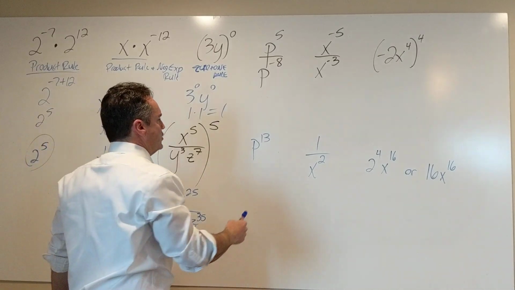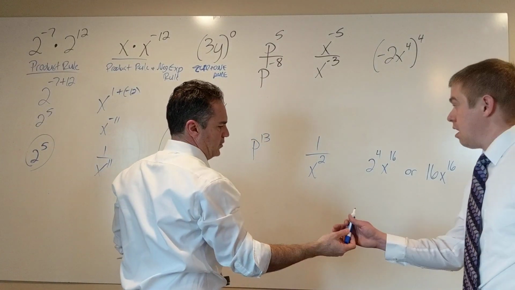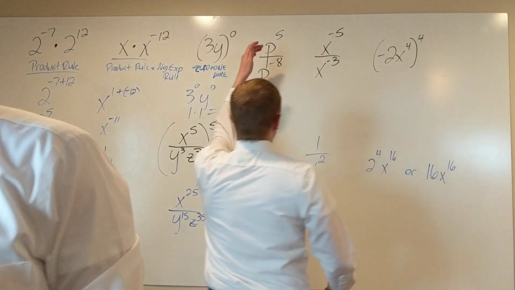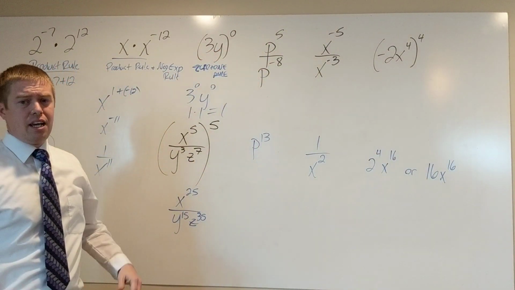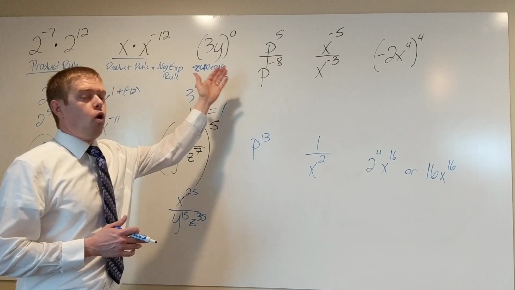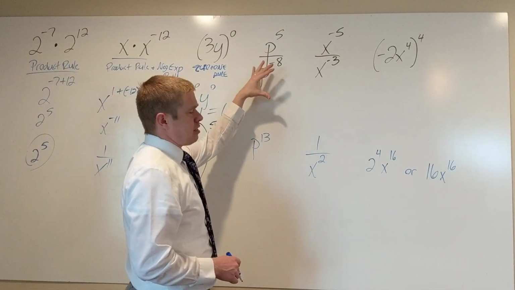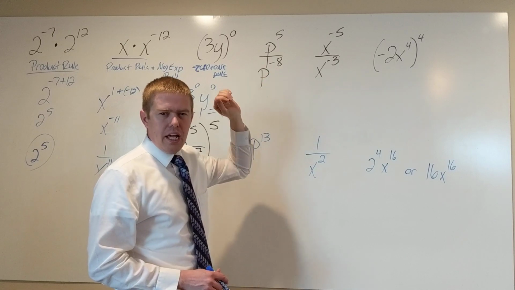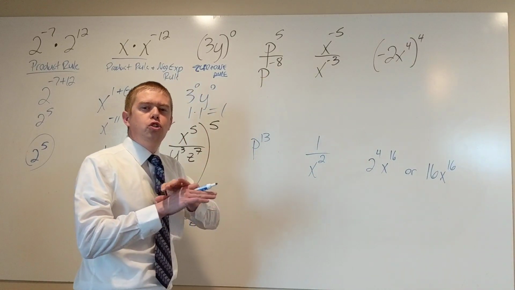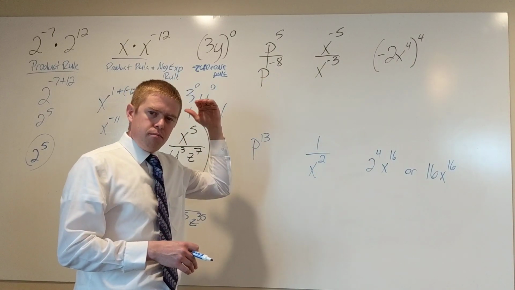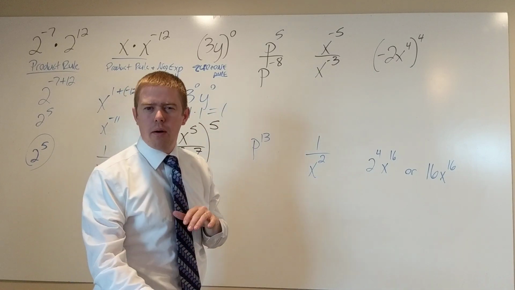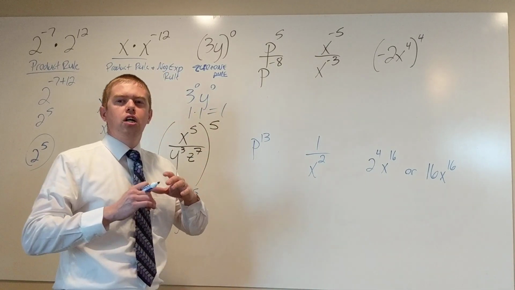All right, come on over here, Diamond Dave. Let's show them our stuff here with these. Okay? Go for it. So, p to the 5th divided by p to the negative 8th. Here you have the quotient rule taking effect. And again, there is a negative there.